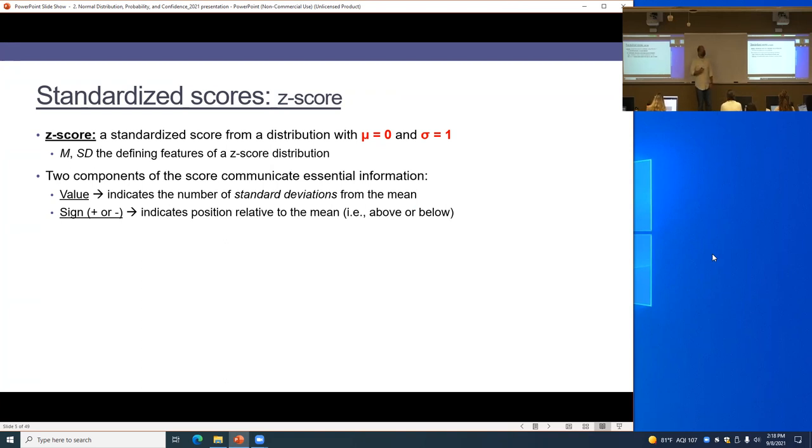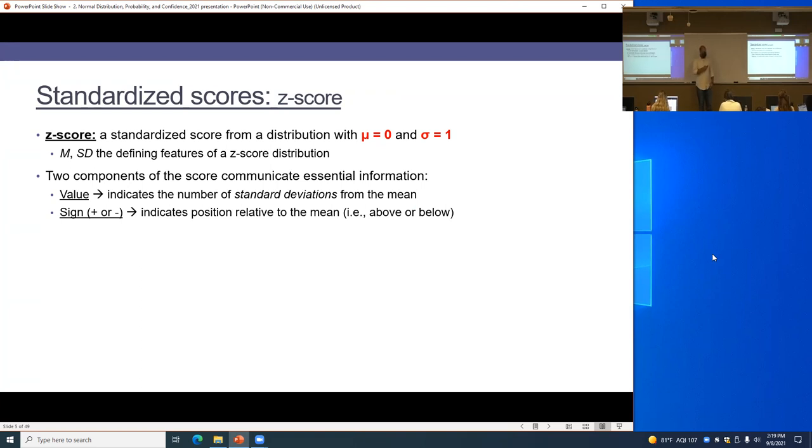We're also going to have this sign. The sign is going to indicate our position relative to the mean, either above or below. So if I have a positive z-score, I have someone who's scoring above the mean of the distribution. A negative z-score means someone who's scoring below. Very simple, very elegant solution for communicating a great deal of information about specifically where any individual score falls within a distribution.